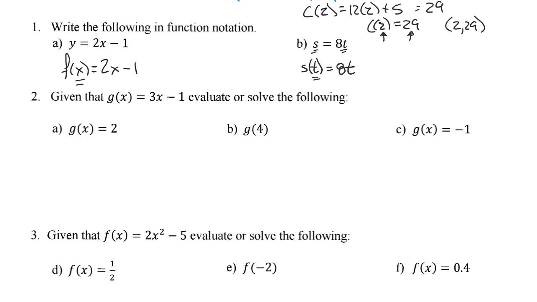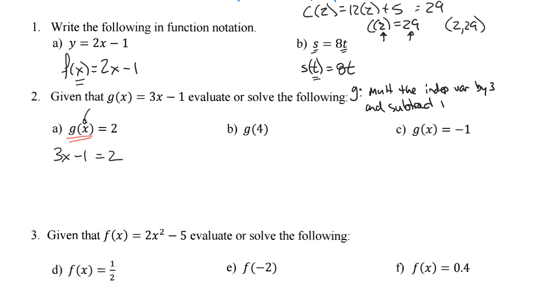So given that g of x is equal to 3x minus 1, what this is telling me here is what g is. In this particular case, g is multiply the independent variable by 3 and subtract 1. So when I see this g of x, I know that g means multiply the independent variable by 3 and subtract 1. And then this is telling me that the independent variable is x. So that is 3 times x minus 1. Now it turns out that is equal to 2.